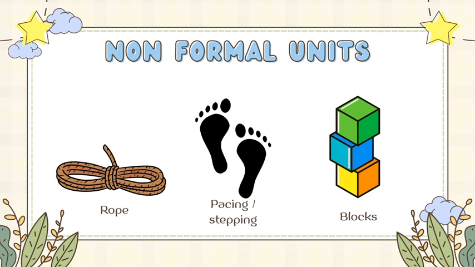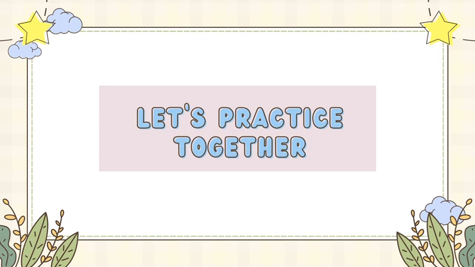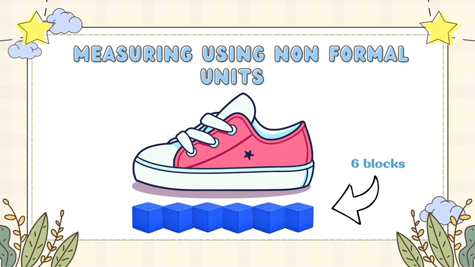Another way is non-formal units. These are things like using blocks, a rope, or even your feet to count and measure. You can count steps to see how long a path is. Let's try this one together. Let's measure a shoe using blocks. How many blocks long is the shoe? 1, 2, 3, 4, 5, 6. So it's 6 blocks long. These are great ways to practice both formal and non-formal units.